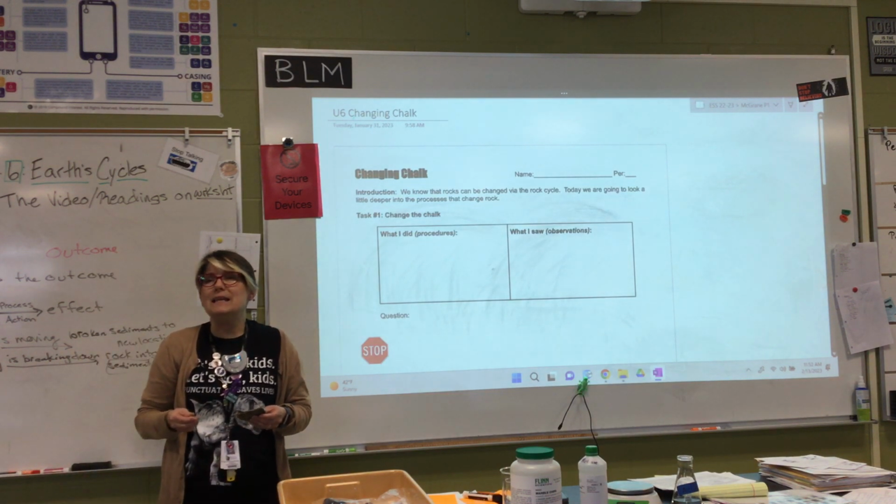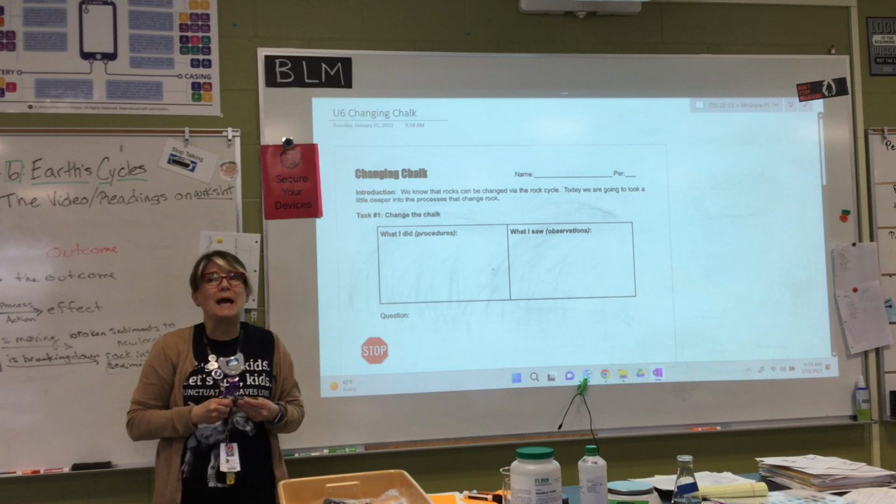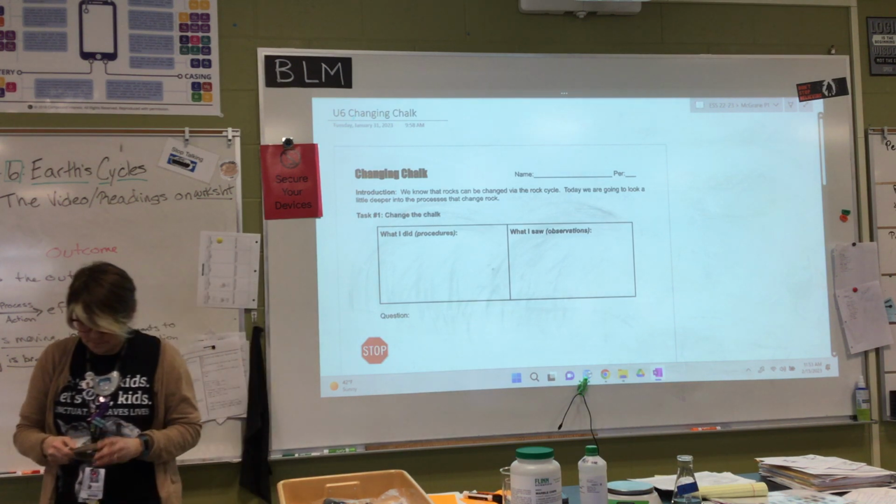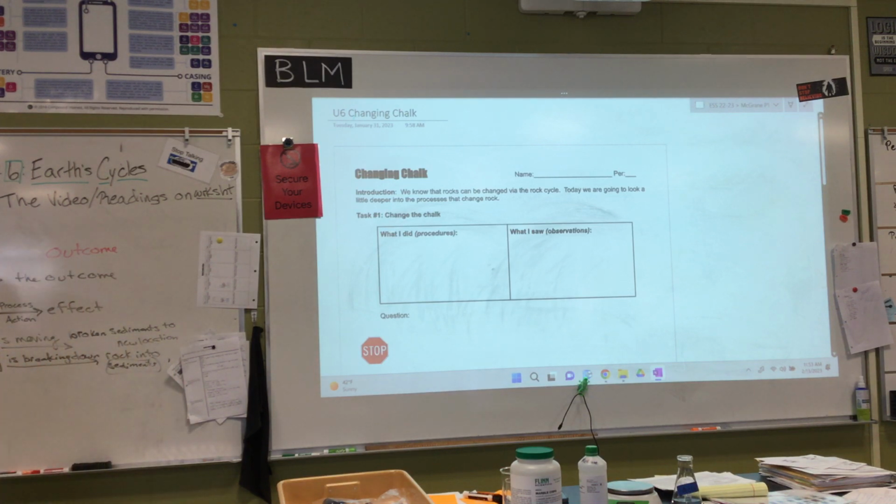Mrs. McGrain said it's okay if you break the plastic case to get it out. No, just break the sides, dear. Break the sides off. It's okay. I said it was okay.